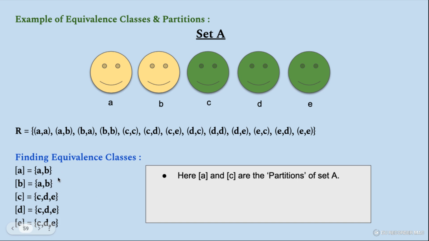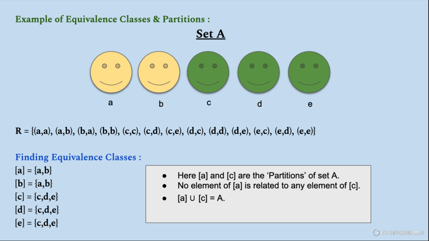So looking at this, we can say all these conclusions, right? No element of A is related to an element of C. That's what we just found out. Then equivalence class of A union equivalence class of C is equal to the whole set A, and the intersection will give you a null set. So these are the findings from these equivalence classes.